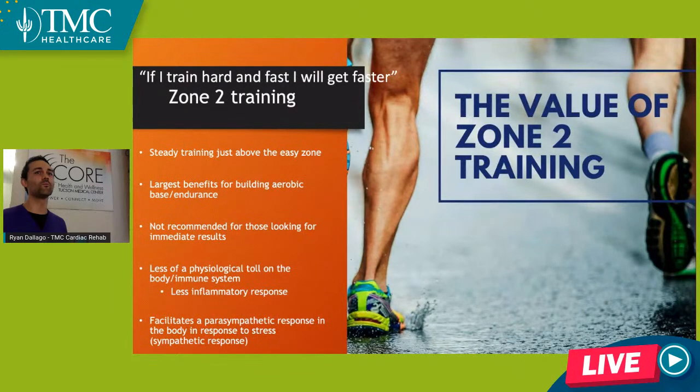It's less of a physiological toll on the body, leading to less inflammatory responses. It facilitates a parasympathetic response, meaning that once you're on that treadmill, all your body wants to do is go harder. This zone keeps the floor low, keeps the ceiling low. Make sure that you can do what you want to do, but don't overburn your system.